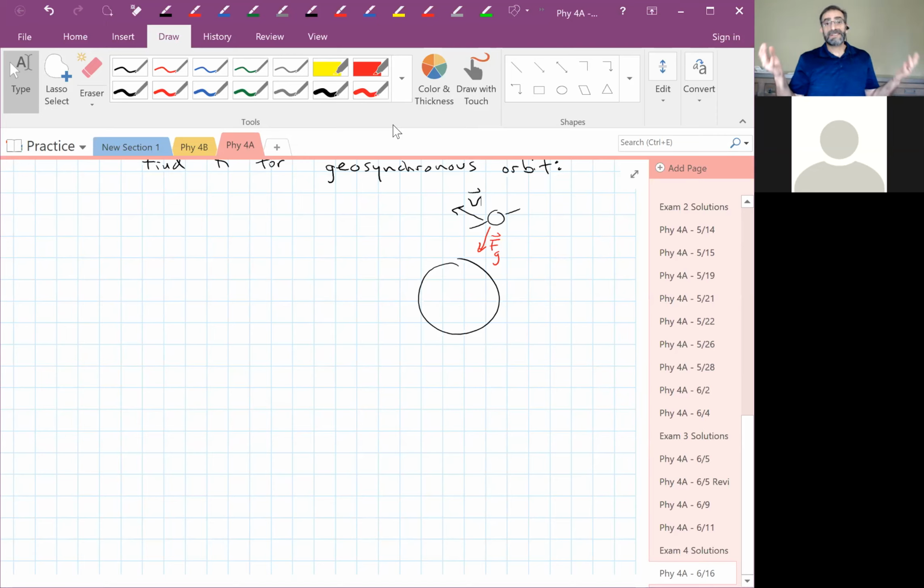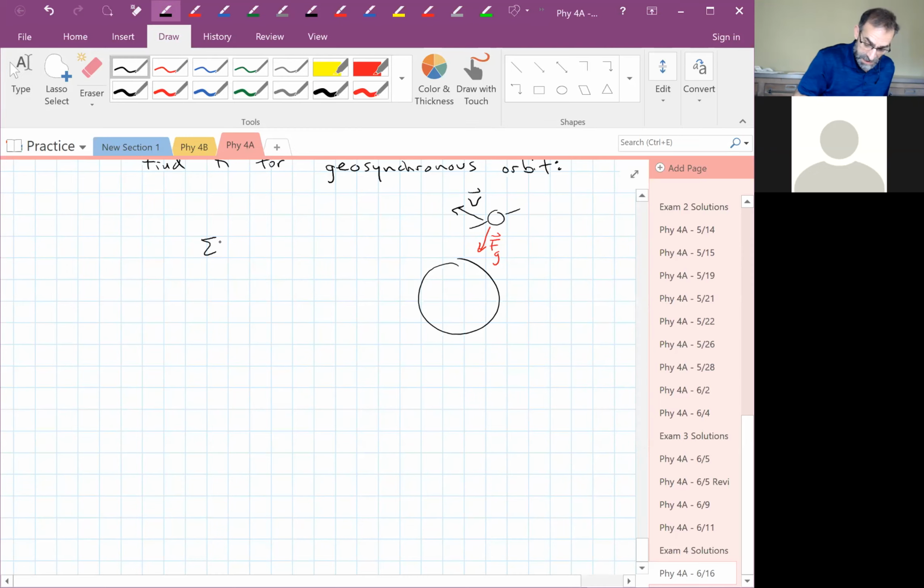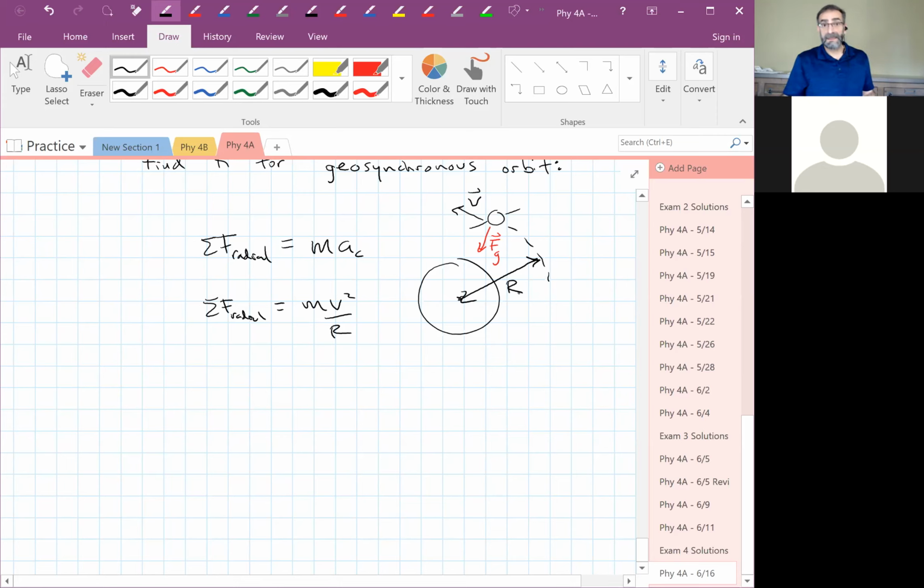So what do we use here? Circular motion. Sum of the forces in the radial direction equals m times a centripetal, where this is r, right? r is this distance. And what is the force acting on this thing? The force of gravity.